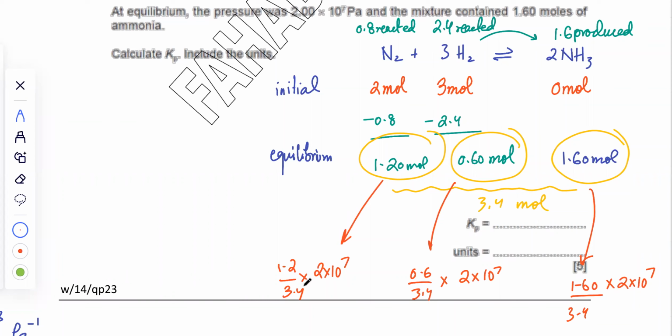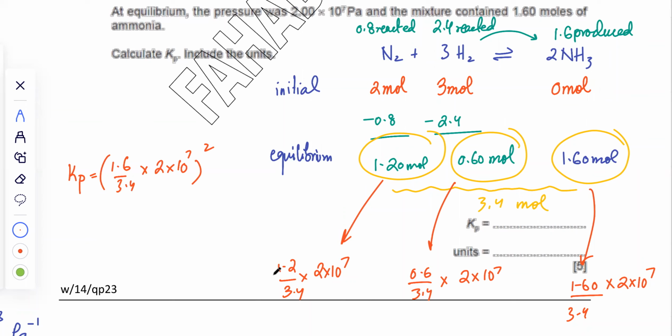Hopefully everything is fine. Achha, now, because he wasn't really interested in the working, he just wants the value of Kp. Make sure to do one thing: no need to solve them right now because a lot of things get cancelled out. So you'll just be using your calculator a lot. Put these values in the expression of Kp, which is going to be NH3 concentration squared. So it's going to be 1.6 divided by 3.4 times 2 times 10 power 7, and that's squared. So it's going to be NH3 squared divided by N2 and H2 cubed.